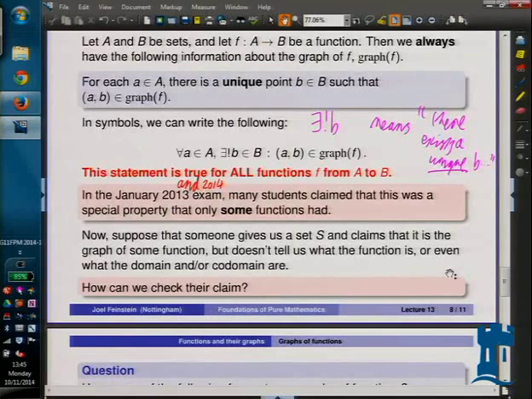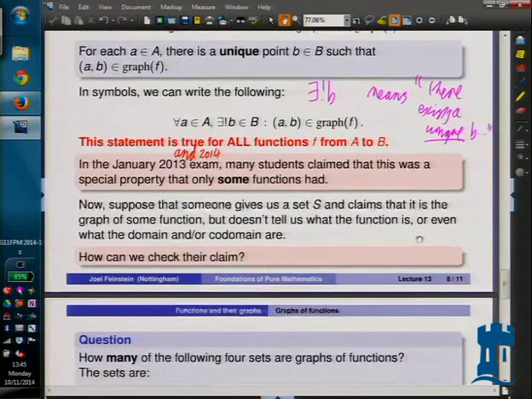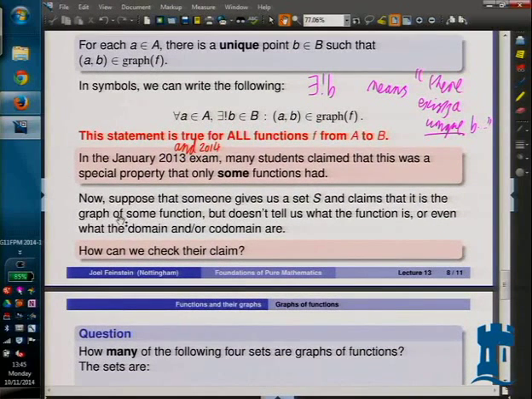Now, what happens, I can see that our computer problem has meant that we're not going to have the time that I wanted to spend on the next problem, so I'm just going to explain it to you instead. So suppose somebody gives you the graph of a function, or they claim it's a graph of a function, but they didn't tell you what the rule was, they didn't tell you what the domain was, and they didn't tell you what the codomain was.